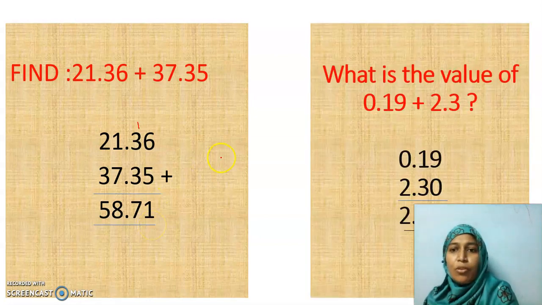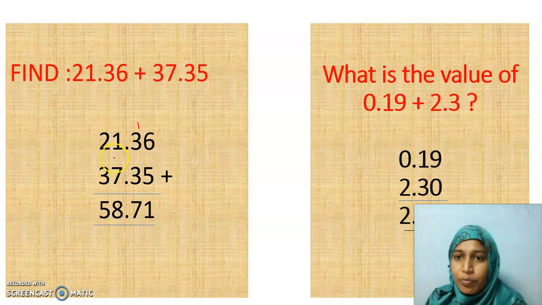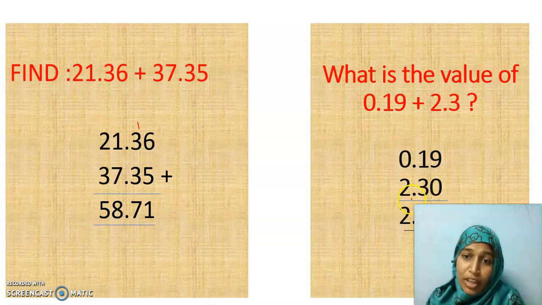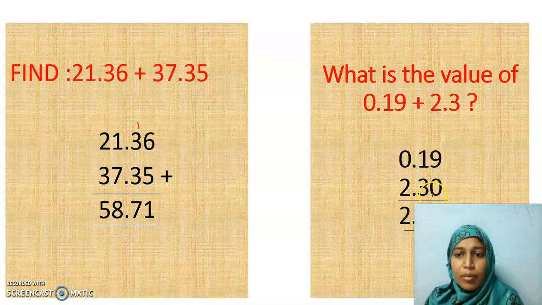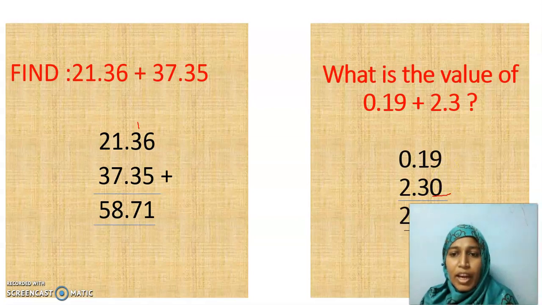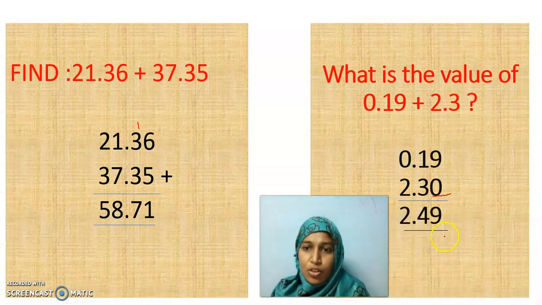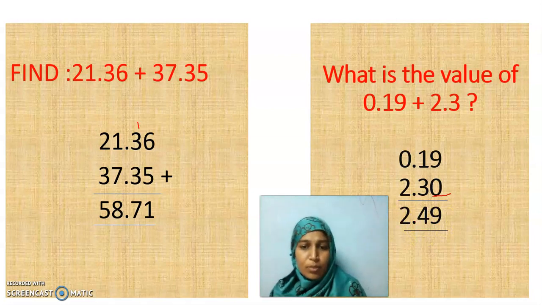So now you find the value for 0.19 and 2.3. See here, the first thing you should take care of is to convert it into like decimals. Don't add 0 before that 3, add it after 3. Be careful while you convert them to like decimals. Then you have to add in the same way. 9 plus 0, 9. 1 plus 3, 4. 0 plus 2, 2. The decimal point will come along in the same line. Is it clear, my dear children? Now you should be capable of adding any kind of decimal numbers.